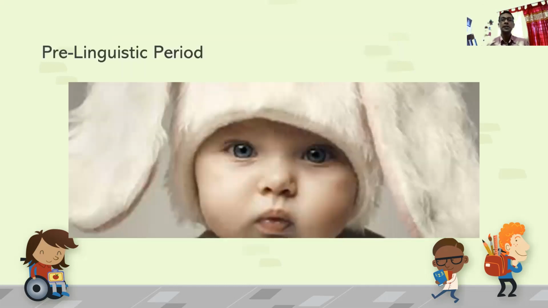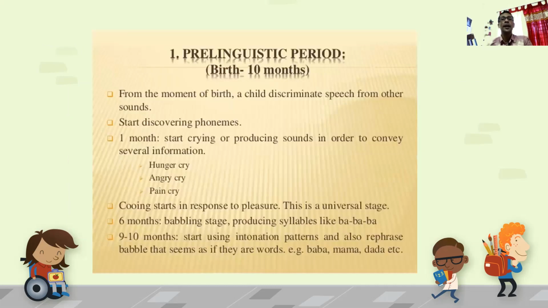Okay, just a simple phenomenal picture. Let us start with the pre-linguistic period. What actually happens in the pre-linguistic period? It happens from birth to 10 months. It's just after the baby is born till 10 months of his or her age. So from the moment of birth, the child discriminates speech from other sounds and starts discovering phonemes. At 1 month, the baby starts crying or producing sounds in order to convey information like hunger cry, angry cry, pain cry. Cooing starts in response to pleasure.